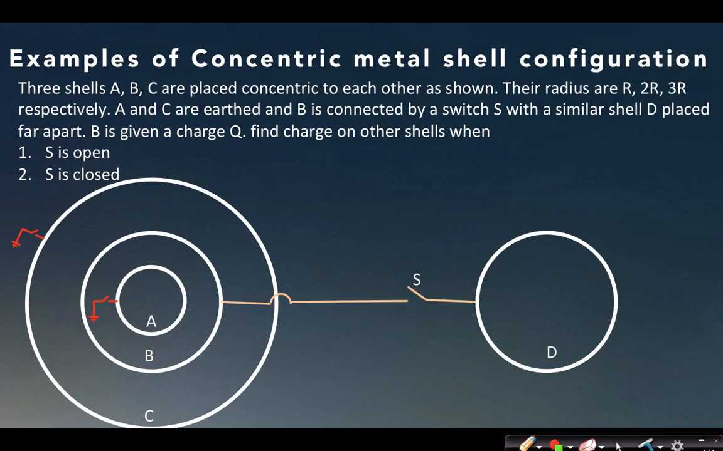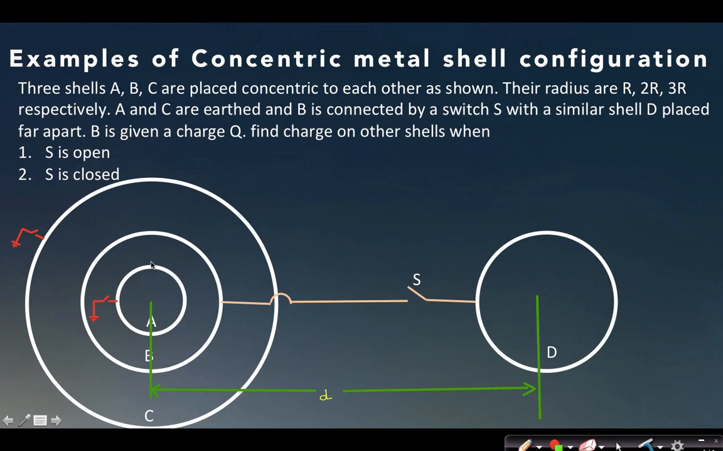Now while explaining this, someone asked me what will happen if this shell D is not placed far apart, but is placed close to this shell configuration ABC. So in that case, there will be some induction effect and the potential will change. Let's see how we can write the potential of the shells now. Let us assume the distance between the centers is small d.